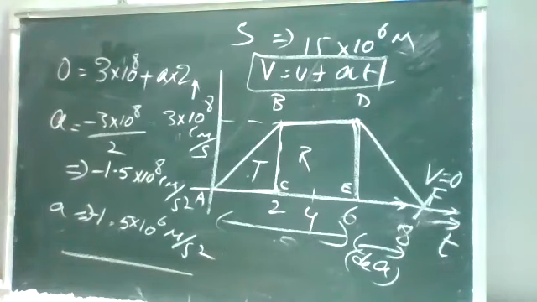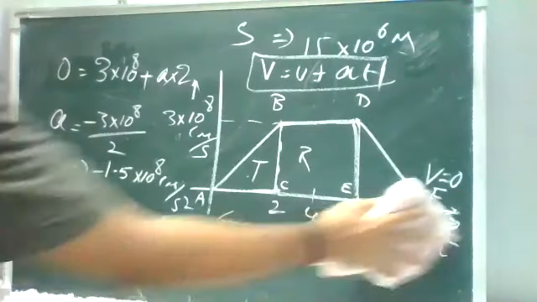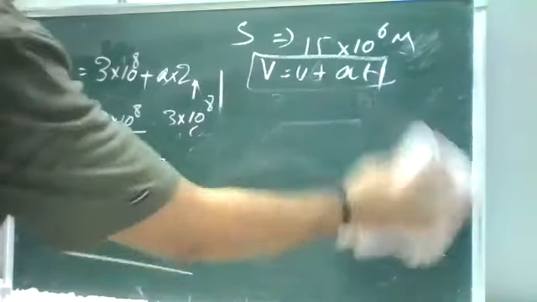Next question. The velocity time graph of an object moving along a straight line is shown in the figure.